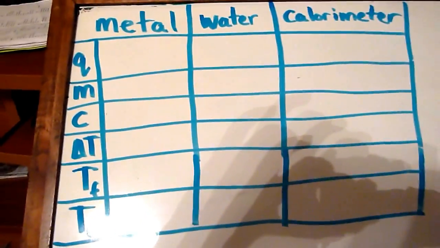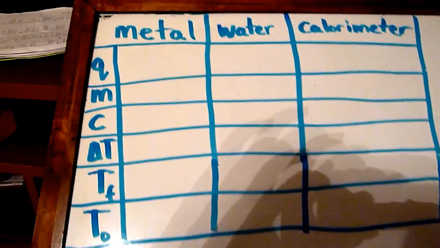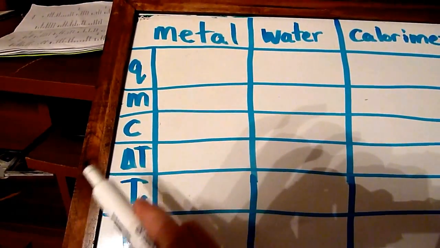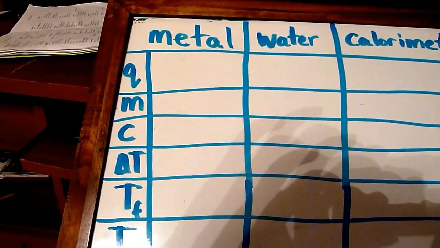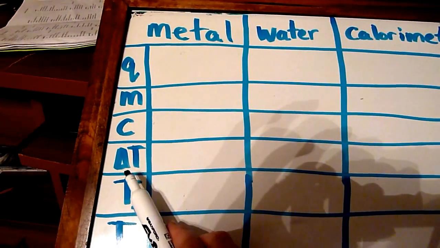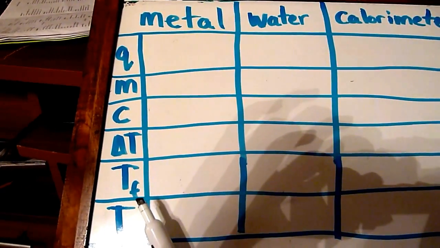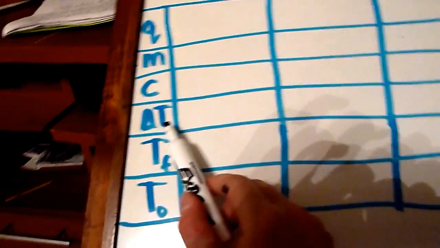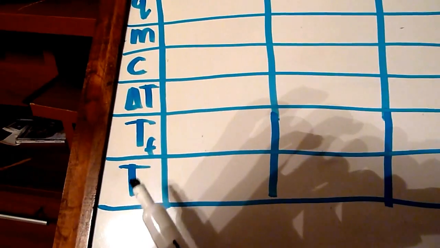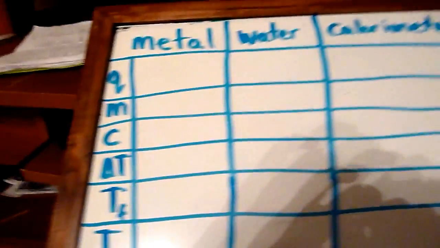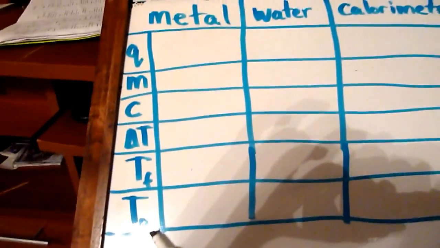So first off, we'll make a chart. Always make a chart when you do calorimetry problems. I have Q, which is heat. A negative value for Q would be losing heat, and a positive value would be gaining heat. M is for mass, C is for specific heat. Delta T is the change in temperature. T sub F would be the final temperature, and T sub 0 the initial temperature. Delta T, the change in temperature, is simply the initial temperature subtracted from the final temperature. So T sub F minus T sub 0.